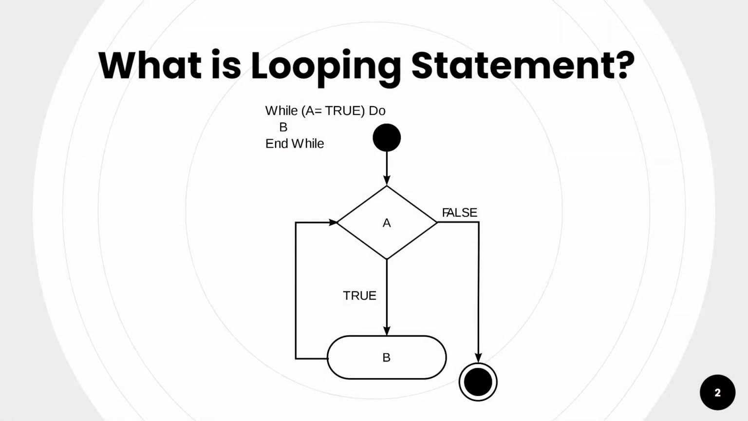What is a looping statement? In computer programming, loops are used to repeat a block of code. For example, if you want to show a message 100 times, then you'll use a loop. It's a simple example. You will achieve much more with loops and we'll be seeing that in the forthcoming lectures.